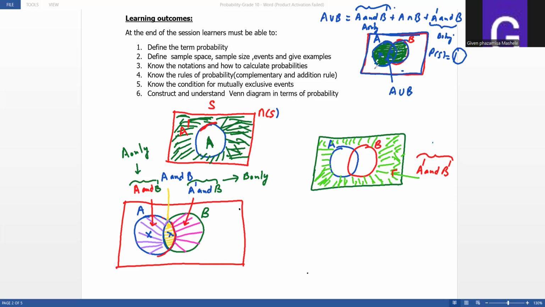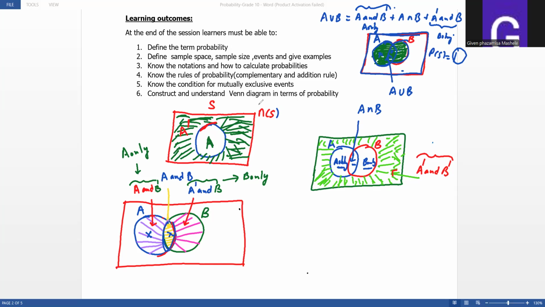Right. I want you guys to listen to me. Remember we said this is called an intersection, this part, where we have A and B. And how about this one? This is where we have A only, and this is where we have B only. So if we take the A only with A and B and the B only, it will give us A or B. I believe you're following. So it's very important for you to be able to understand this.